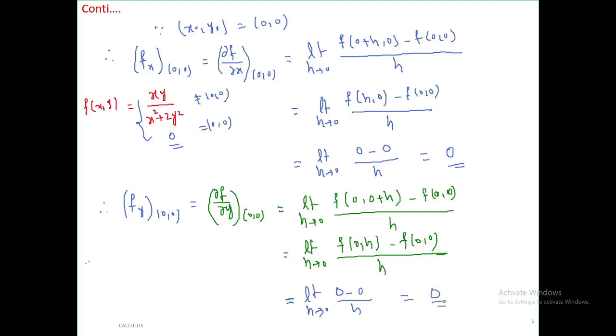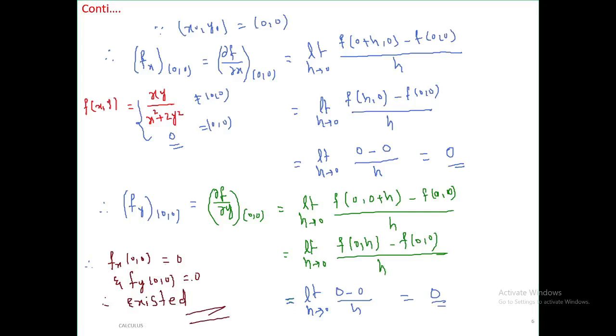So what is the conclusion? Look at this: fx at 0 comma 0 is 0, and fy at 0 comma 0 is again 0. Therefore, they exist. So this function is not continuous at origin, but the first order partial derivatives exist at 0 comma 0. This is the conclusion.